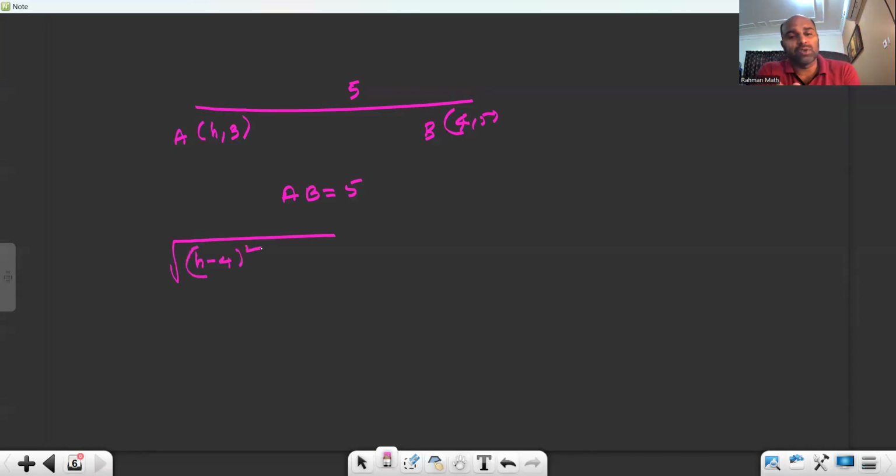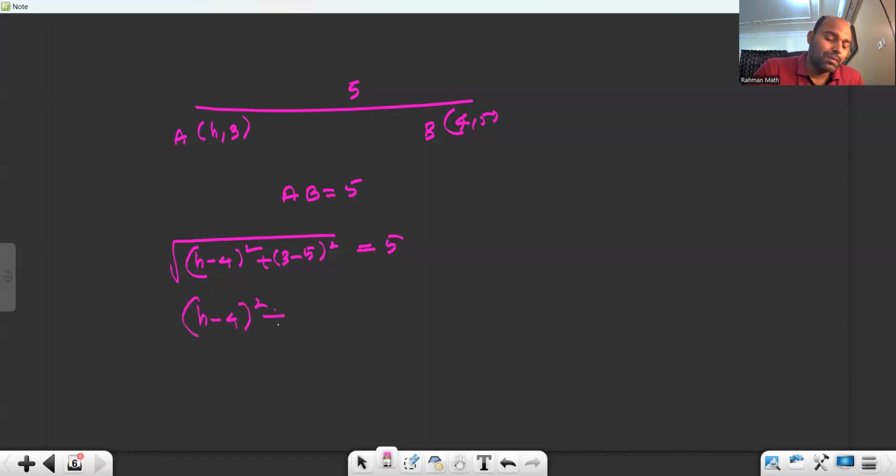If you're writing 4 minus h also no problem because of the square, but this is better, what I feel. Then 3 minus 5 whole square equal to 5. Please write. After this, squaring both sides. So when you're squaring, root will go: h minus 4 whole square plus 3 minus 5 is minus 2, 2 square is what? 4, equal to 25.